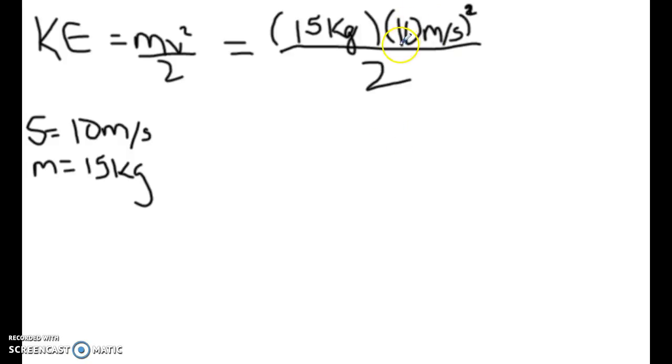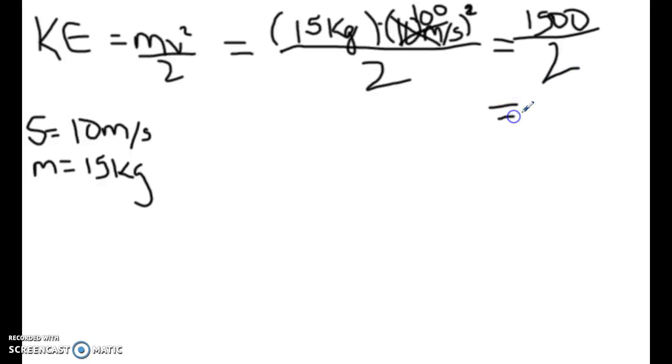What you need to do first is square this. So 10 squared is 10 times itself, which would be 100. Then you take 100 times 15, which gives you 1,500. And then that whole thing still needs to be divided by 2, which would give you, if you punch it in your calculator, 750 joules. Okay, because even though it's kinetic energy, it's still measured in joules.